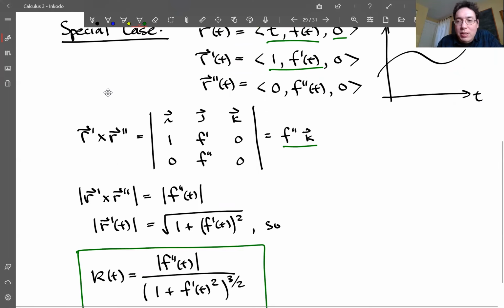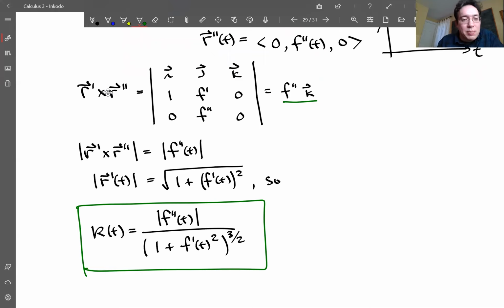Okay, because this is getting to be a longer video, I won't do an example, but I encourage you to try to compute the curvature for any t for the function e to the t. It's not too bad because the derivative is just e to the t. Try it out.